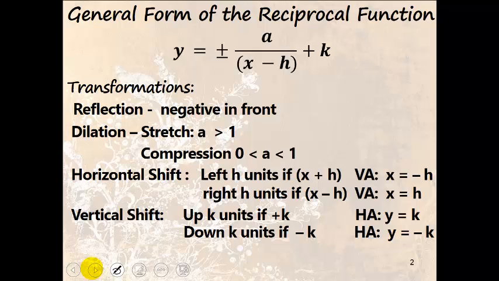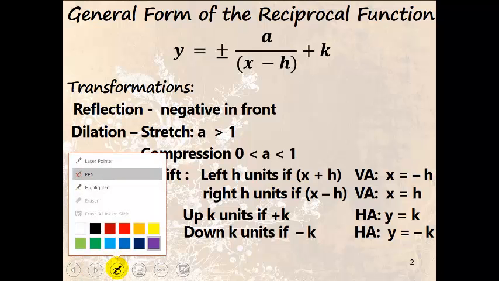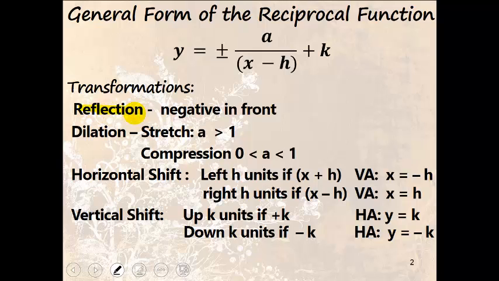So let's just go over the transformations one more time. If you have a negative in front, that's going to give you a reflection. Your a value is going to either stretch or compress. The normal is 1. If a is bigger than 1, then it's going to stretch. If a is between 0 and 1, then it's going to compress. The horizontal shift works the same way. It's going to move left if this is a plus.